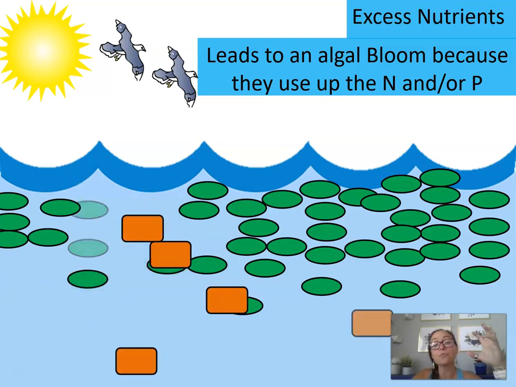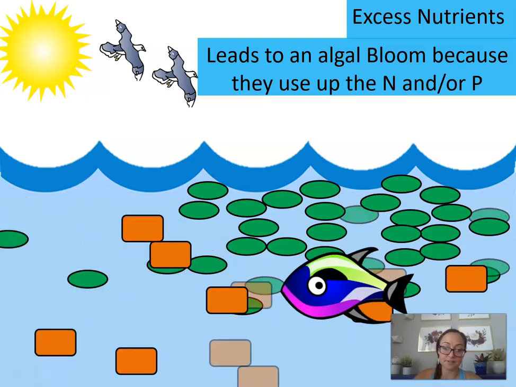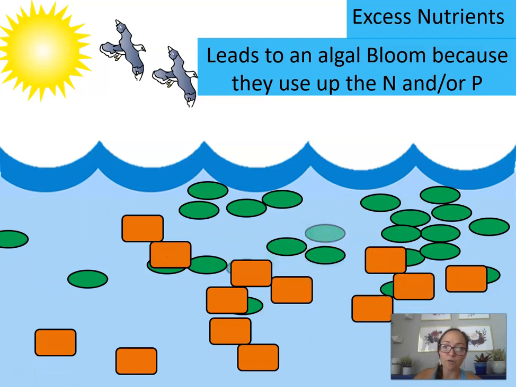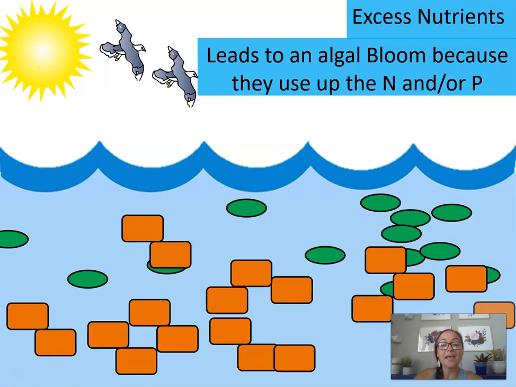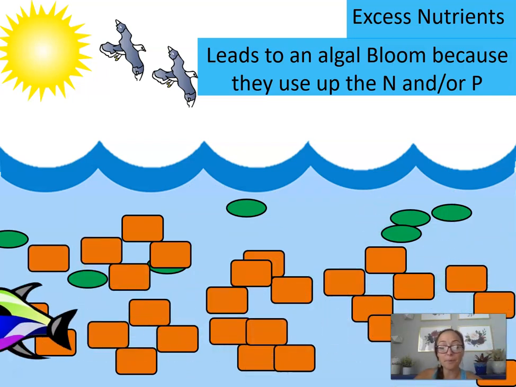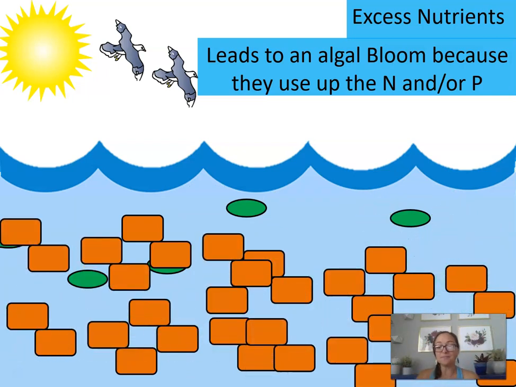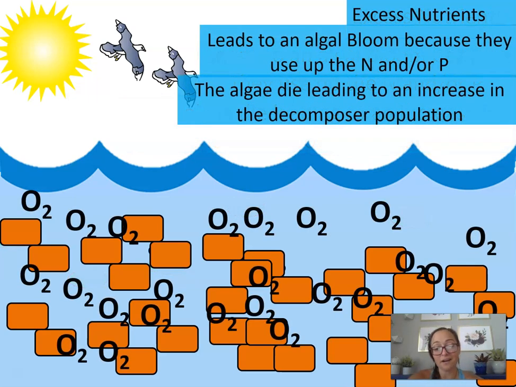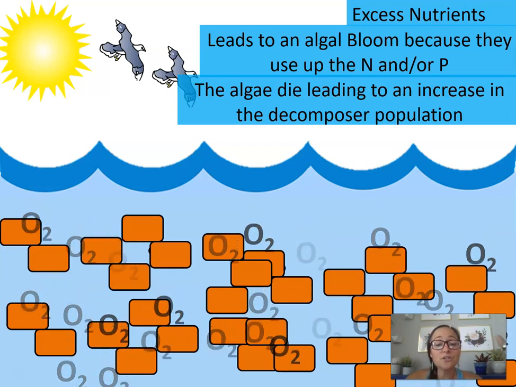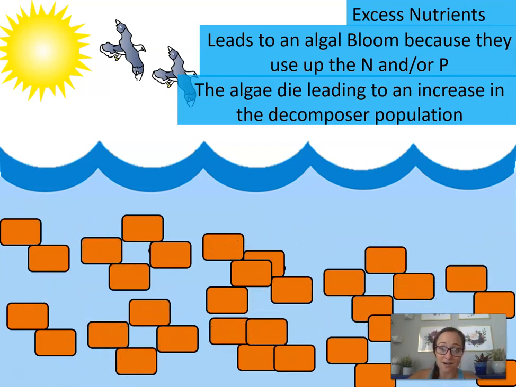And then we have these aerobic decomposers. They're going to clean up the algal blooms. So as these photosynthetic organisms die, then the aerobic decomposers decompose and break them down and recycle the parts. However, now we have an increase in the decomposer population. But the main problem with this is that these are aerobic decomposers. So they consume and use up the oxygen.